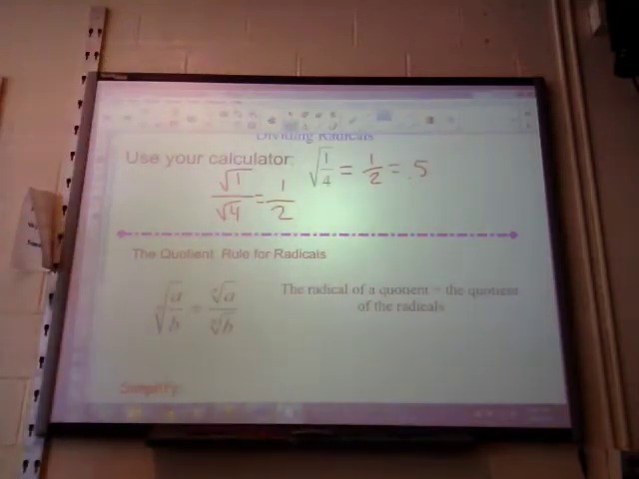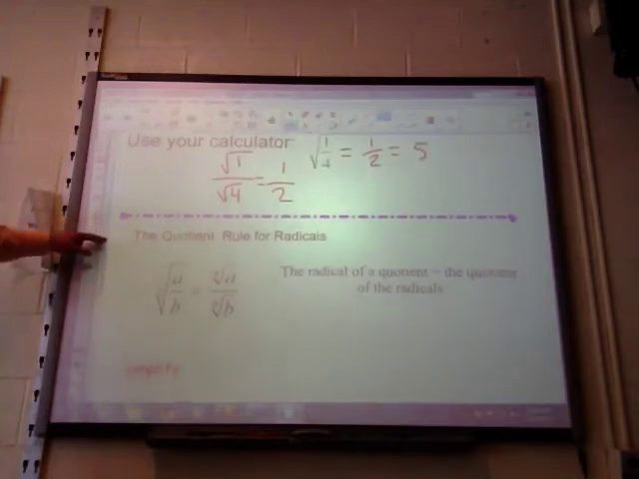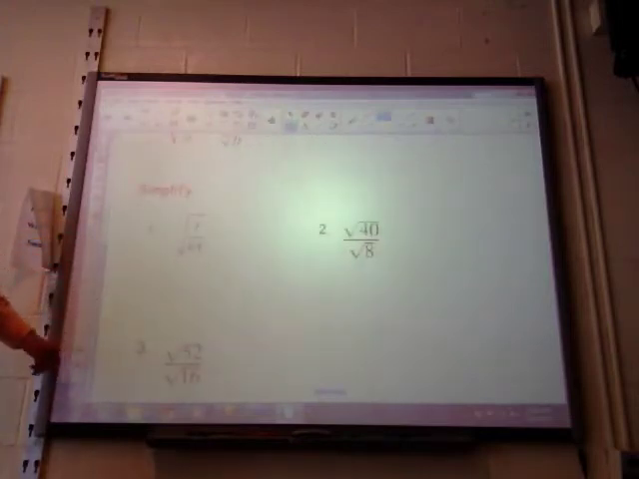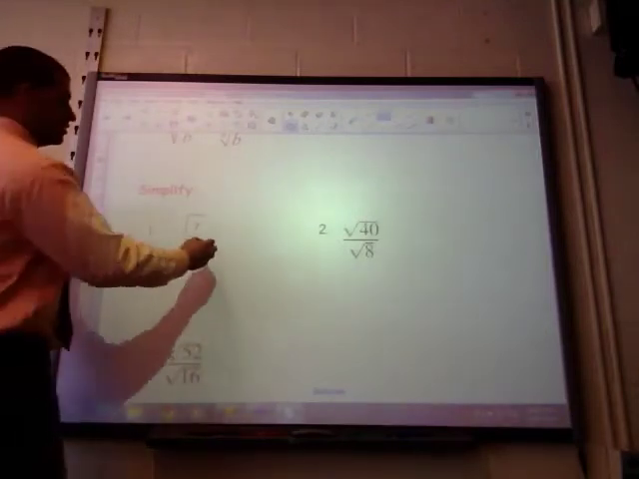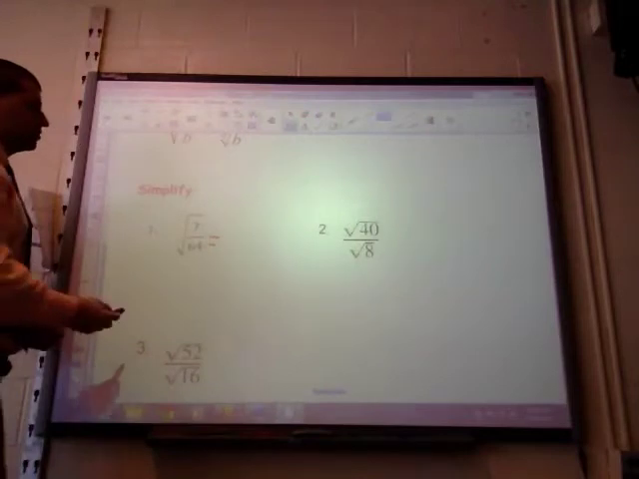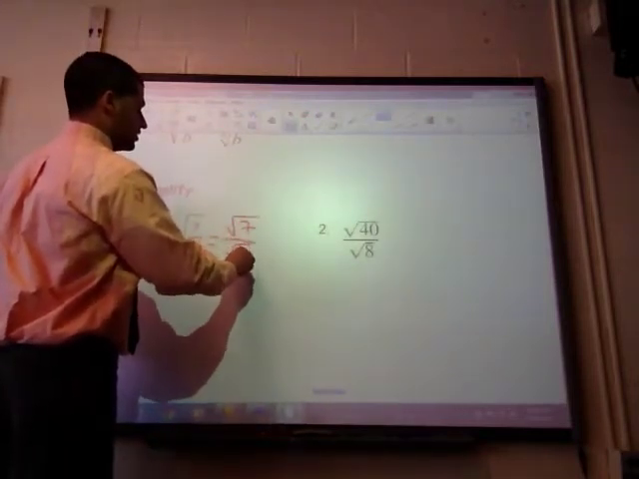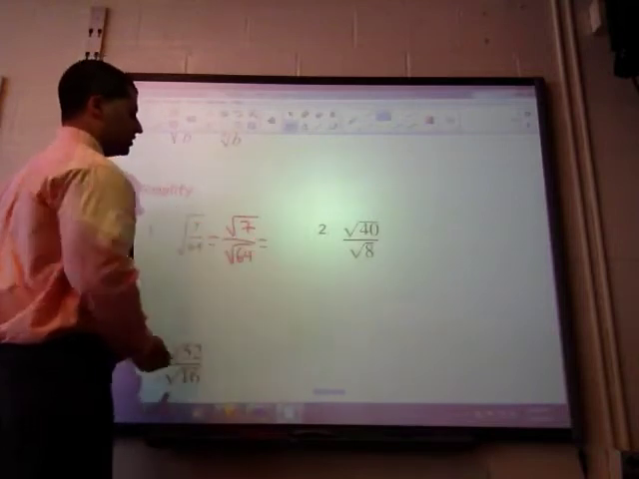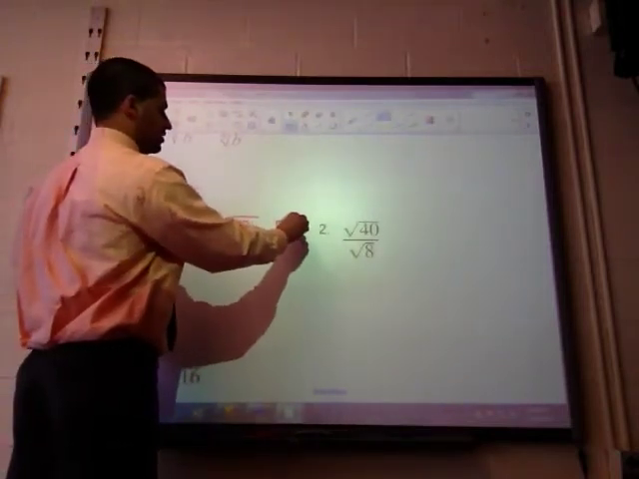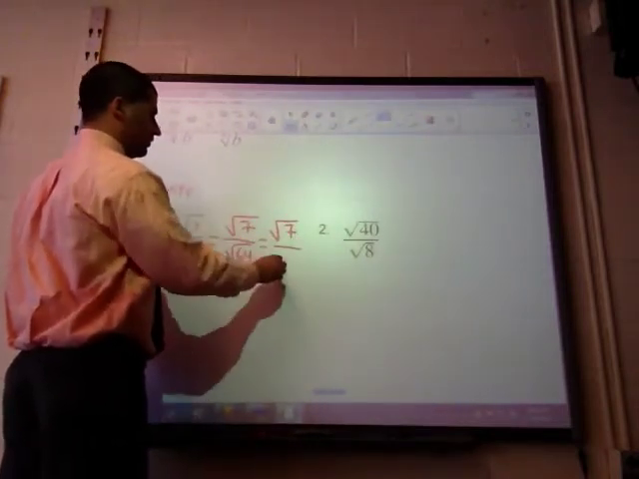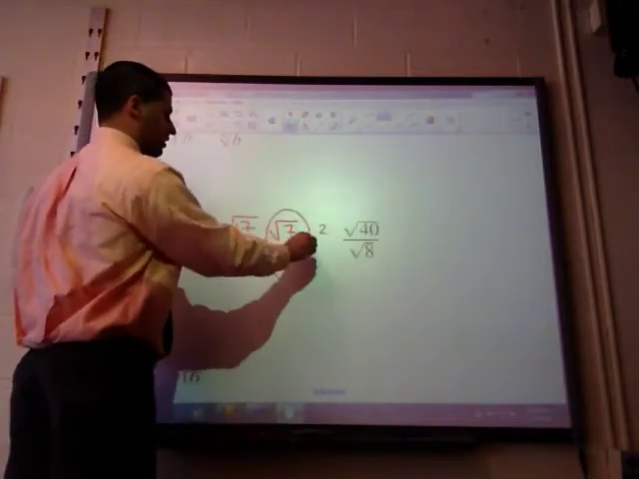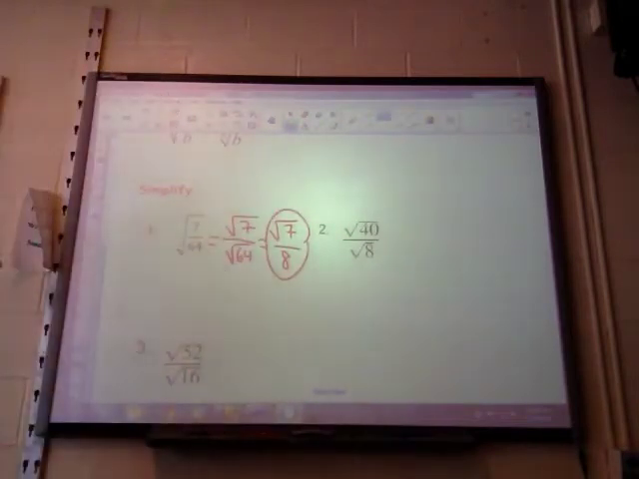So in that sense with numbers, it's very easy. The issues start when we get to variables. So let's just try a couple numbered problems. The first one, radical 7 over 64. Let's split that up. Radical 7 over radical 64. Radical 7 is as simplified as it can be, so we're going to leave it alone. 64, square root is 8. So that's radical 7 over 8, because that's as simplified as we can take it.